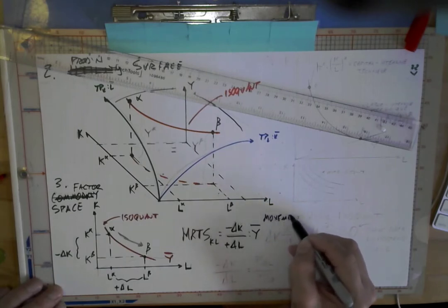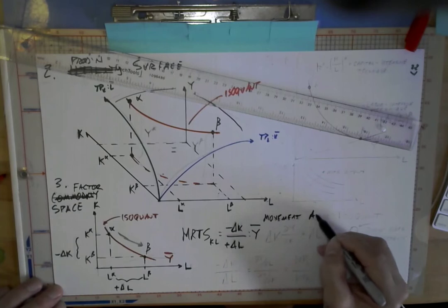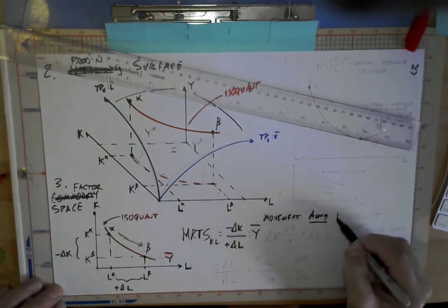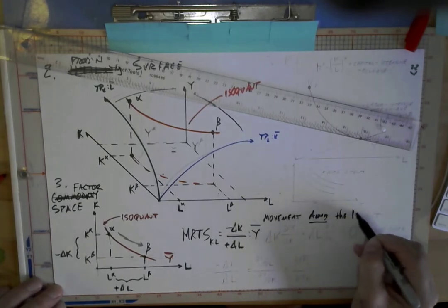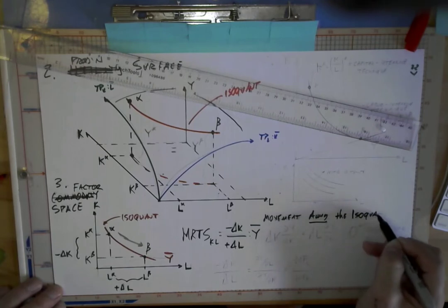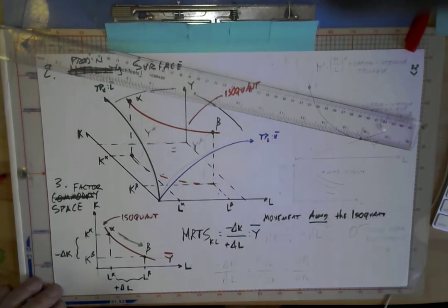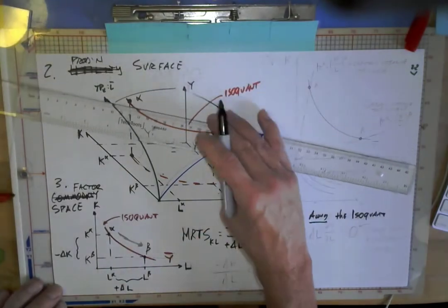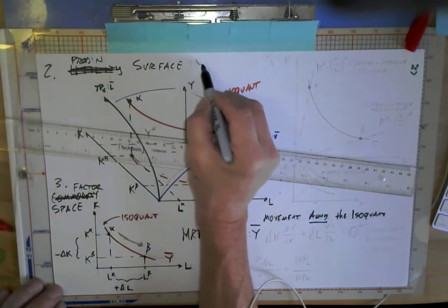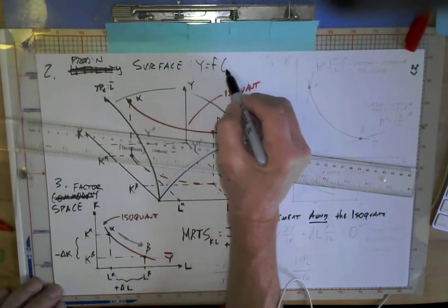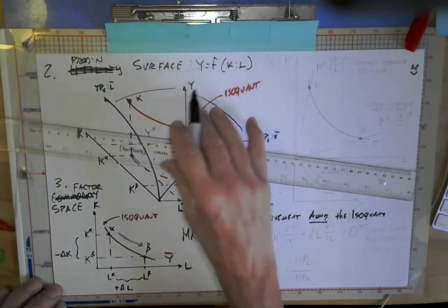So we say here it's a movement along the isoquant. And when you have a movement along the isoquant, we come back to our production function and we look at our total differential. Remember the production function is going to be this: y is equal to a function of the capital input and the labor input.